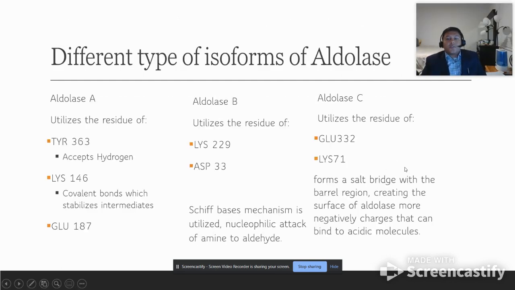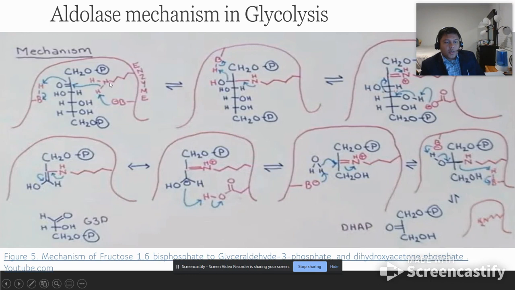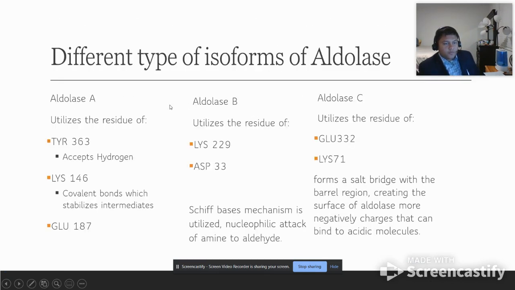There are different isoforms of aldolase: aldolase A, aldolase B, and aldolase C. As I mentioned earlier, they all utilize residues, as shown here, but different aldolases utilize different residues. Aldolase A utilizes tyrosine 363, which accepts hydrogen. Aldolase A also utilizes lysine 146. The covalent bond that it forms stabilizes the intermediate.